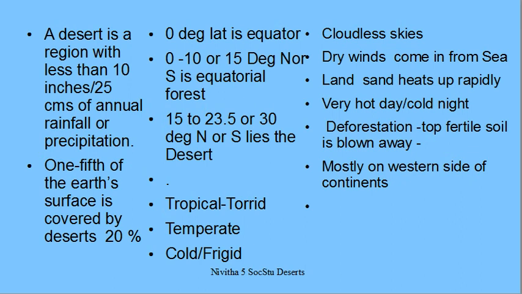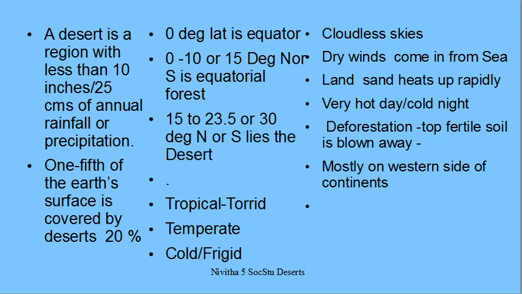The features of the deserts are cloudless skies and dry winds that come from the sea. The land or the sand heats up very rapidly, so you have very hot days and cold nights. Mostly deserts are also characterized by deforestation. The top fertile soil is blown away and only unfertile bottom soil is available. And mostly they are on the western side of the continent. They are very hot. There can be temperate or cold climates also. The weather is very extreme because of the little rainfall. There is no land or sea breeze. Mostly you have hot, dry wind coming from the sea.